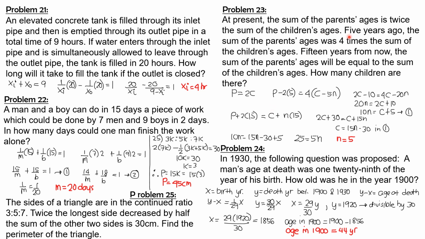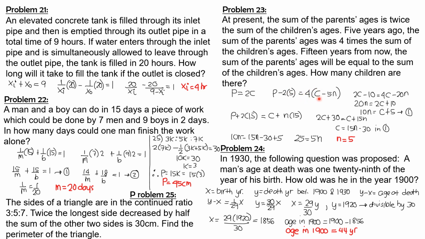Then 5 years ago, the sum of the ages of the parents 5 years ago would be P minus 2 times 5. We subtract 2 times 5 because there are 2 individuals on the parents' side. So minus 5 for the husband, for example, minus 5 for the wife. Then it equals, was means equals, 4 times the sum of the children's ages.